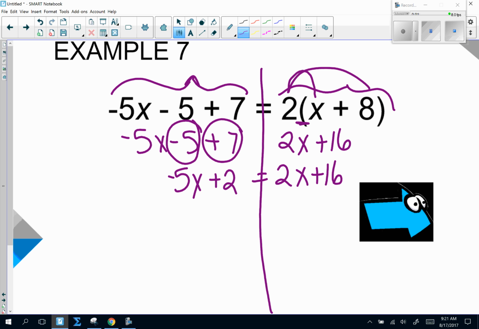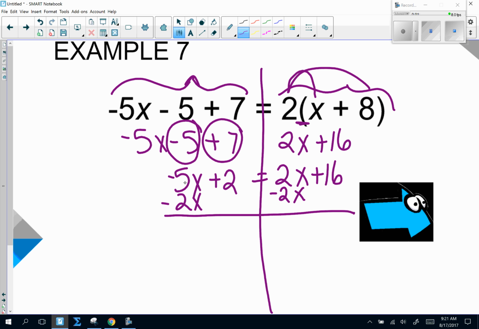Okay, so my next step is to get letters to the left. I'm going to move all my x's to one side of the equal sign, and I'm going to move all of my plain old numbers, my constants, to the other side. So I'm going to start with the 2. It's a positive 2, so to get rid of it or make it add up to 0, I have to subtract 2. Whatever I do to one side of the equal sign, I have to do to the other.